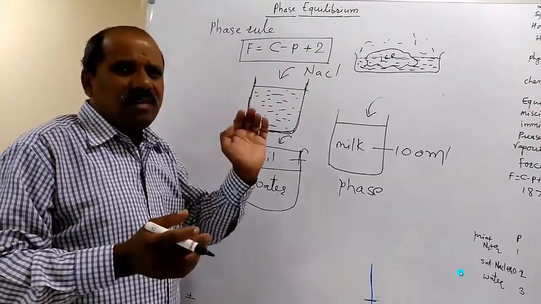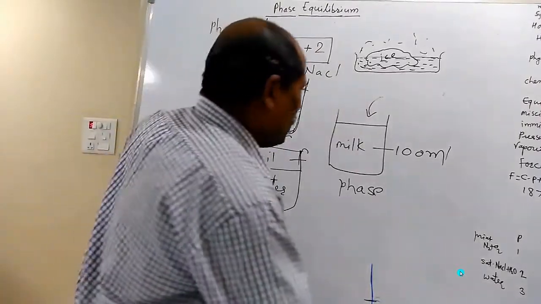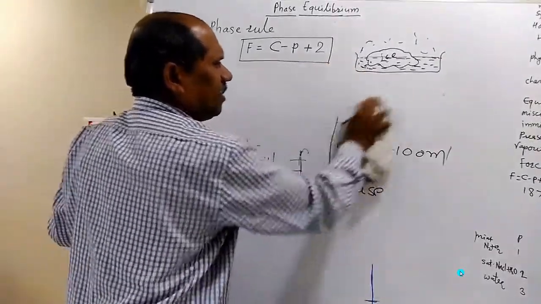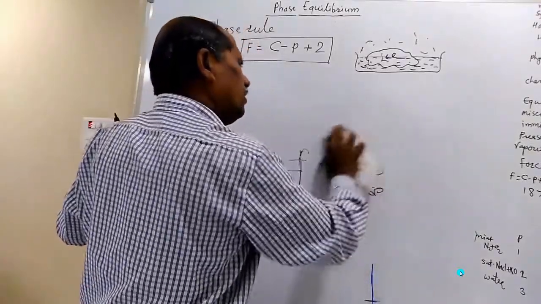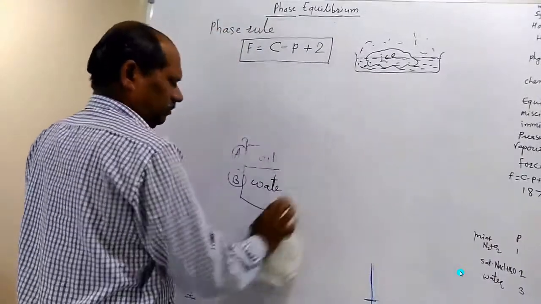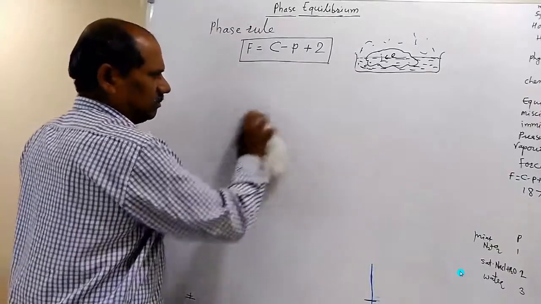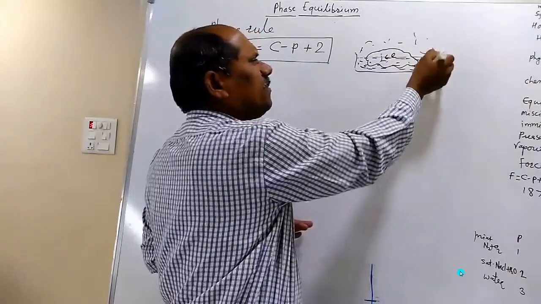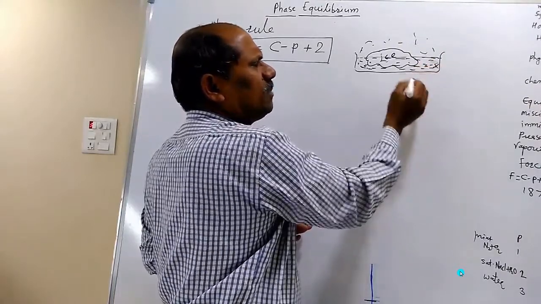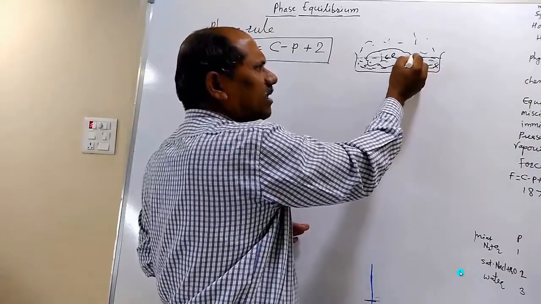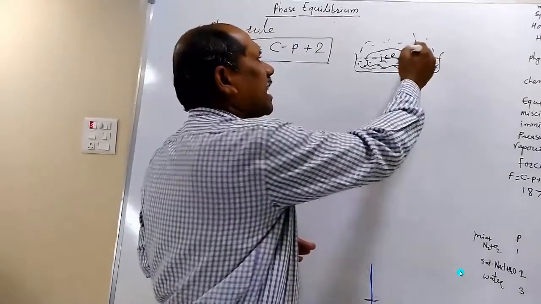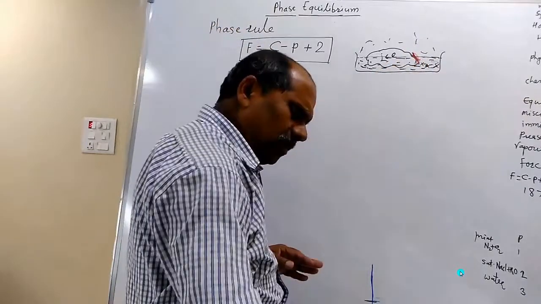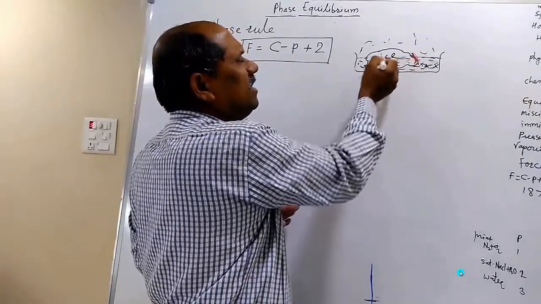Then the question is, what is meant by phase equilibrium? We have to see regarding the phase equilibrium. In this case, in the water system, how phase equilibrium is present, that we have to see. In this case, water is present. Here water is present, here water is present. At this point, exactly, we can't say that it is water. Beyond that, here there is ice. Here is also ice.